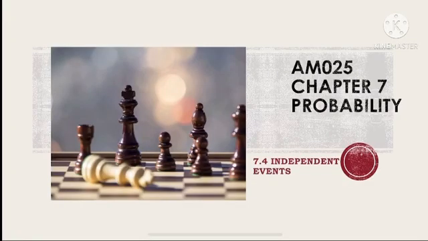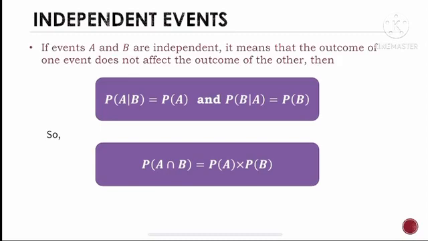Hello everyone, in this video we are going to learn about independent events. If events A and B are independent, it means that the outcome of one event does not affect the outcome of the other. Then P(A|B) equals P(A) and P(B|A) equals P(B). So P(A ∩ B) equals P(A) multiplied by P(B).